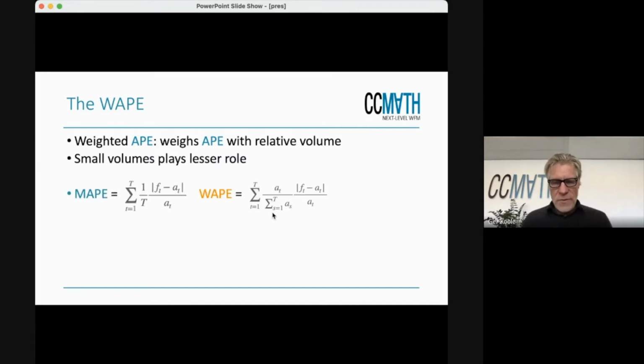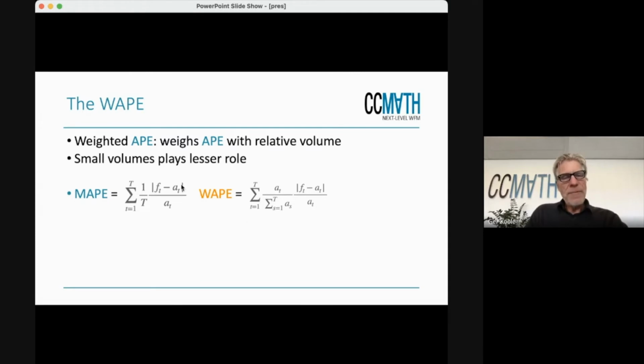Now here are the formulas. You're probably not all very familiar with the mathematics, so if you do not follow this slide, no problem, you'll catch up one or two slides later. But as you might see here, you see the APE, and then the MAPE takes the average. So we have capital T intervals, and you divide the sum of the APEs by capital T, nothing else. The mean: you sum and you divide by the number of numbers that you sum. That is the MAPE.